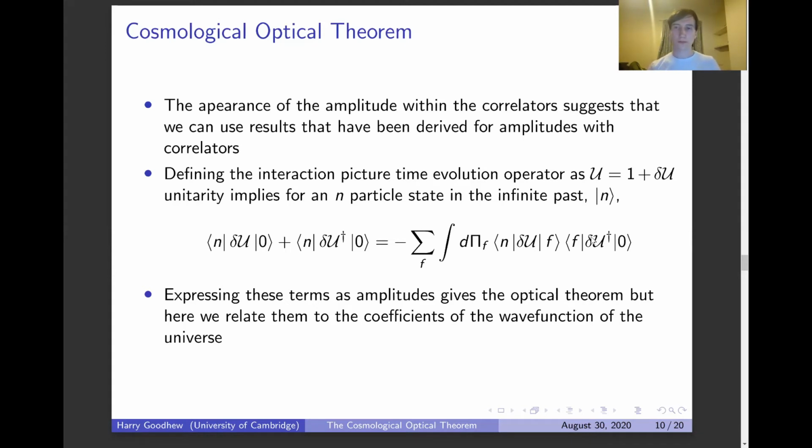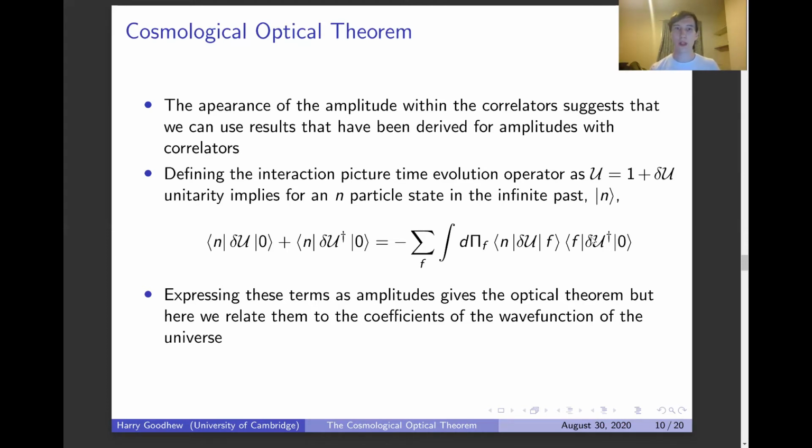And so to do this, we start off by splitting up the unitary time evolution operator into a constant part and a time-dependent part, and then sandwich this between two states, inserting the identity in the form of an outer product over some basis set of vectors on the right-hand side. This is the exact relationship that is used to derive the optical theorem when we relate each of these terms to amplitudes. And so we look to relate these terms to correlators instead to form our cosmological optical theorem.